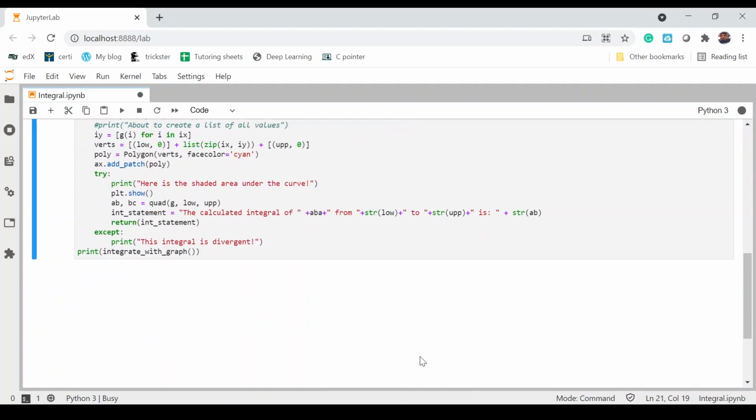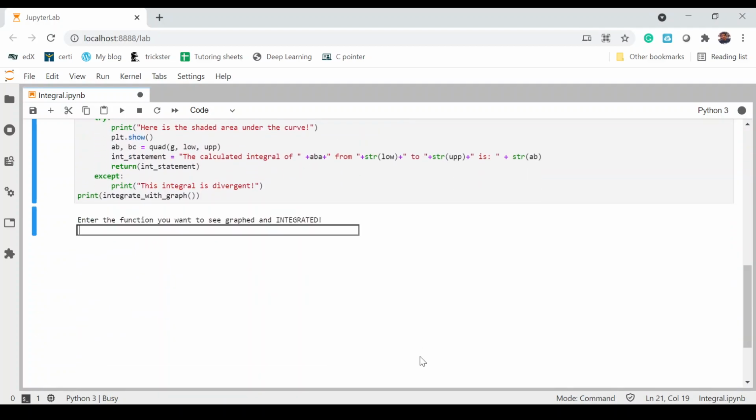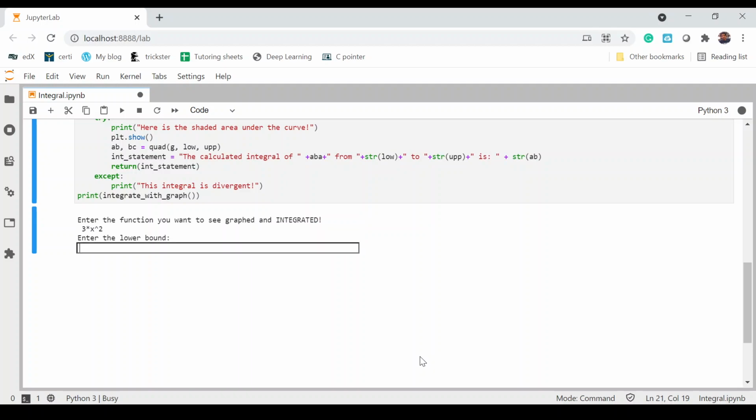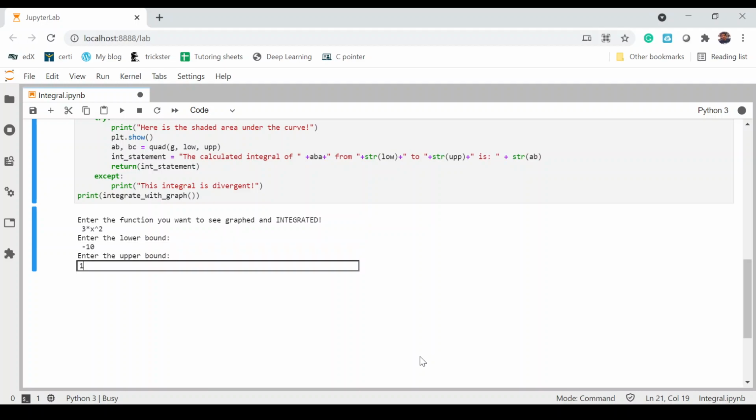When you run this function, you are prompted to enter an integral. Let's start with a conventional integral, 3 times x squared. As you know, the integral of that is x cubed, with the lower bound negative 10 and the upper bound 10. Now you know that this should be 1,000 plus another 1,000. The final answer is supposed to be 2,000. Let's see what the calculator says.